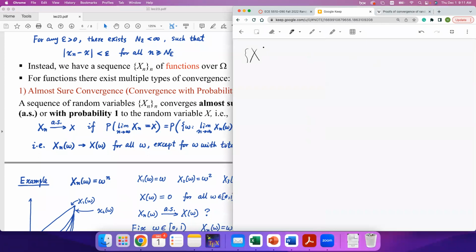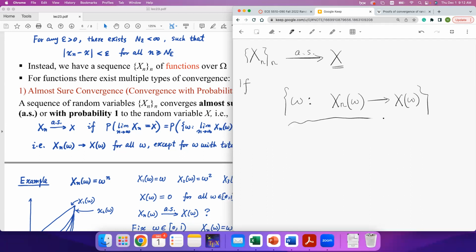So we have a sequence of random variables, where each random variable maps outcomes to real numbers. And we say that this sequence of random variables converges to a certain random variable x, the target random variable x, almost surely. This is the notation. We say that it converges to x almost surely if the following holds. We look at this event: the set of outcomes omega such that under these outcomes, the realizations of this sequence of random variables converge to x of omega.